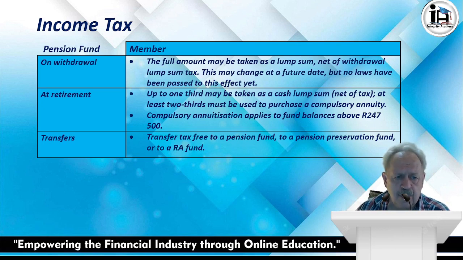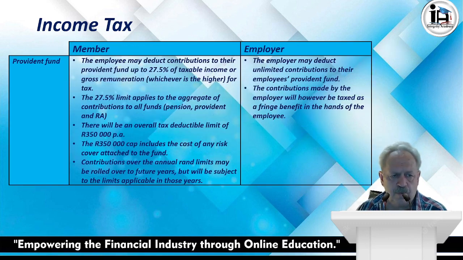Then at retirement, only up to 1/3 may be taken as a cash lump sum, net of tax. At least 2/3 must be used to purchase a compulsory annuity. Compulsory annuitization applies to fund balances above 247,500. If it's less, then it will pay out as a cash amount. Transfers: you can transfer tax-free to a pension preservation fund, or to a retirement annuity fund.